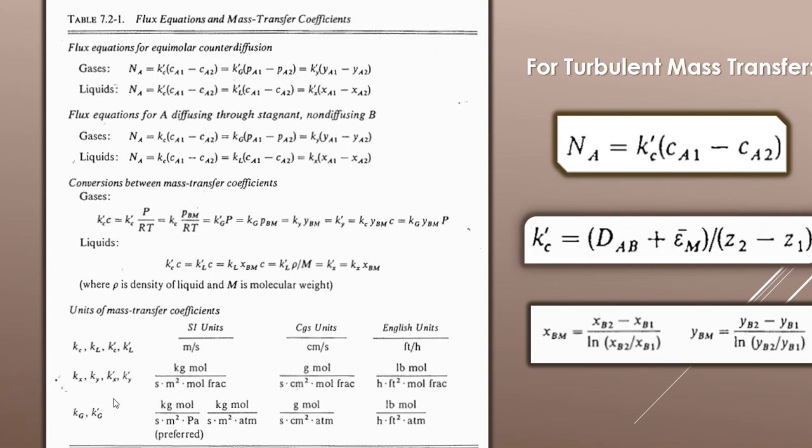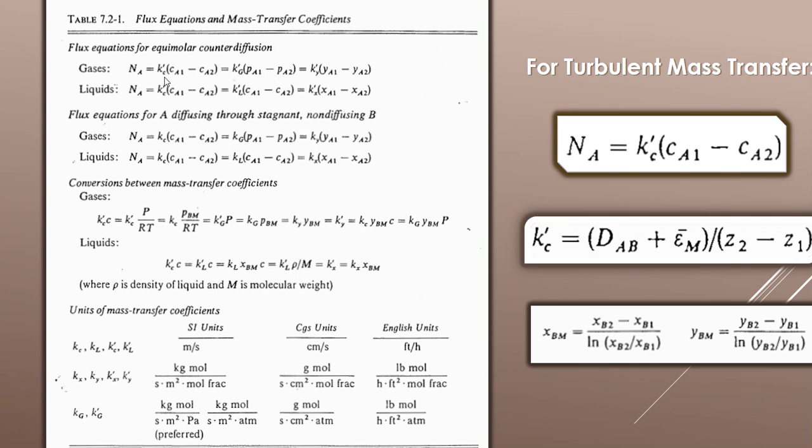Now, speaking of equations, they are summarized here in the form of a table, showing the equations that apply for gases. So we have this particular equation. This is a flux equation for equimolar counter diffusion. So you know already what equimolar counter diffusion is. Now, in the case of liquids, this will be our formula.